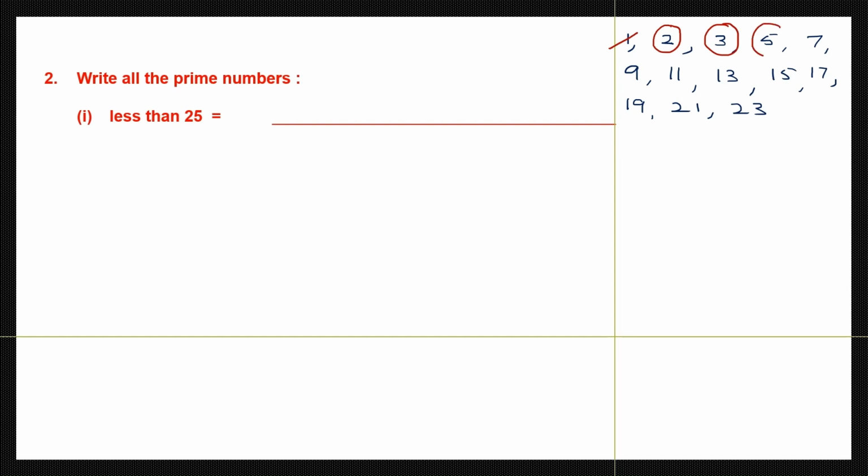Now 5 is a prime number because 5 ones are 5. Nothing else will give us 5. 7, what to put 7? 7 ones are 7. Only 2 factors, nothing else. So 7 is a prime number.